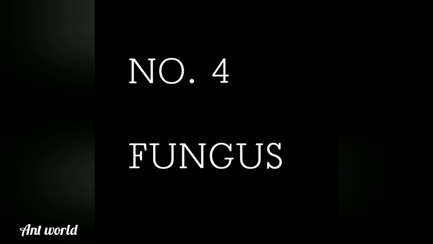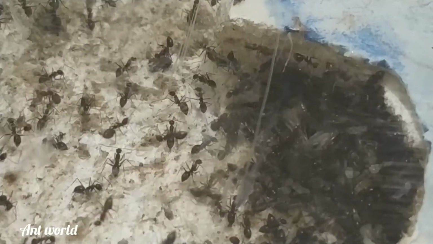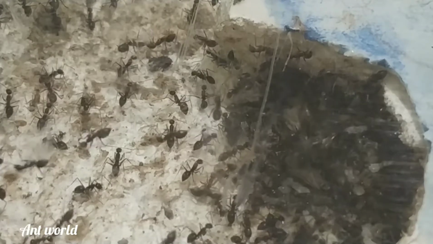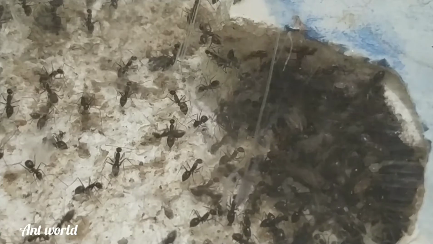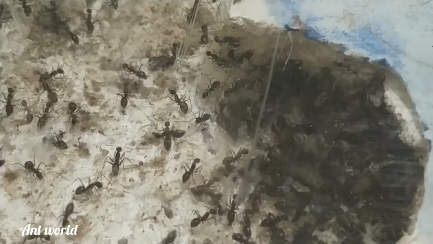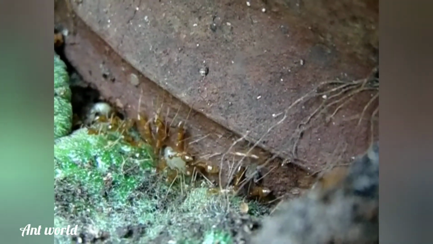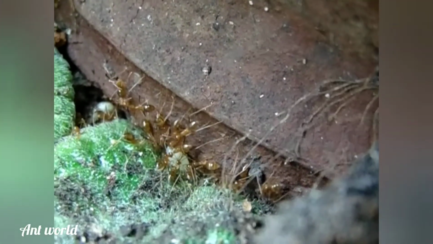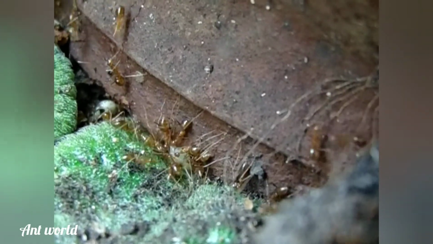Number 4. Fungus. If you leave parts of the food behind in their nest, fungus could grow on those particles and the fungus may kill the colony completely. And as ant keepers, I am sure that no one will want that. So never let any parts of the food be left behind.